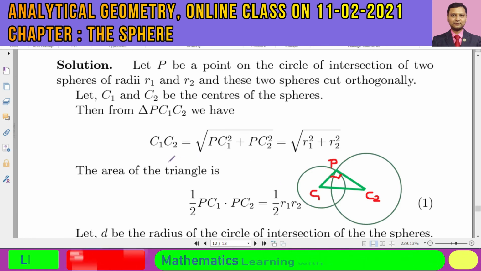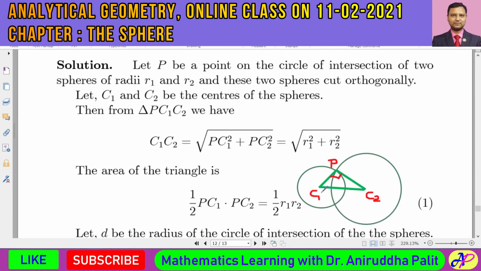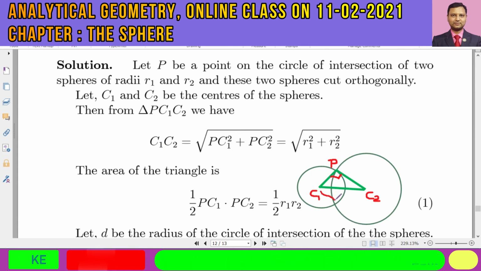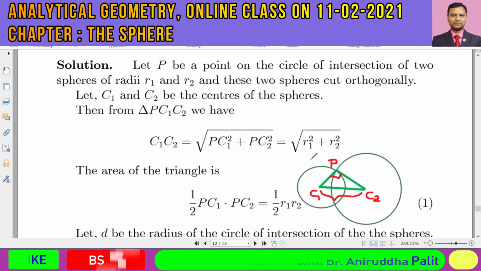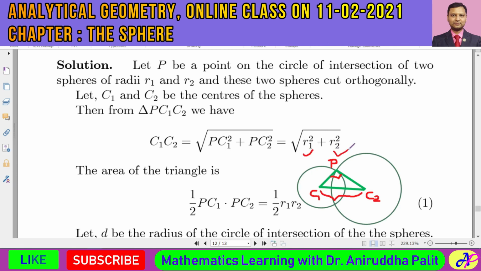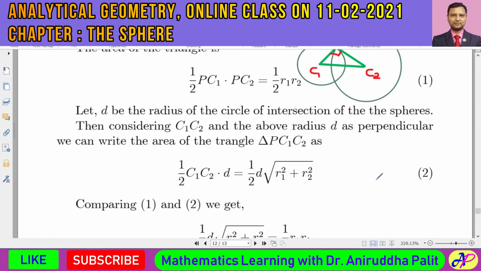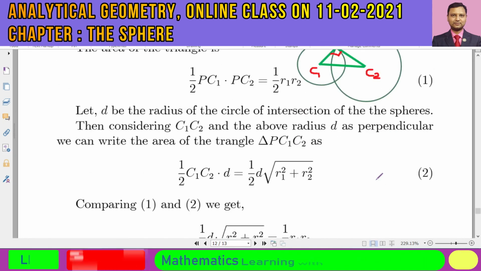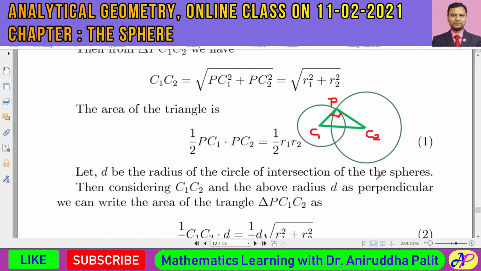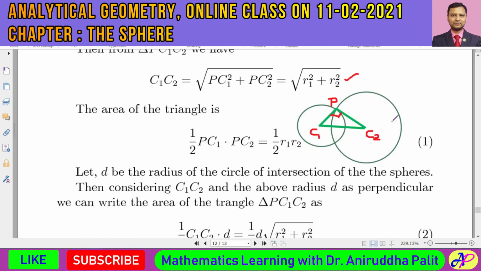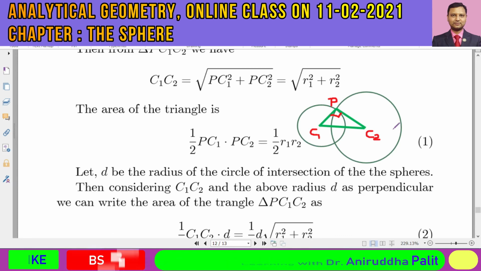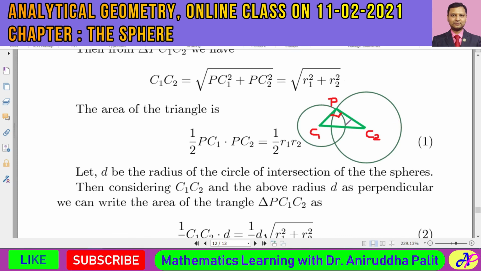And from the Pythagoras theorem, we can say that this distance C1 C2 would be equal to the square root of R1 square plus R2 square. So in this way, we can find the area of the triangle, and we can find the distance C1 C2. Now, this area of the triangle can also be found in a different fashion.